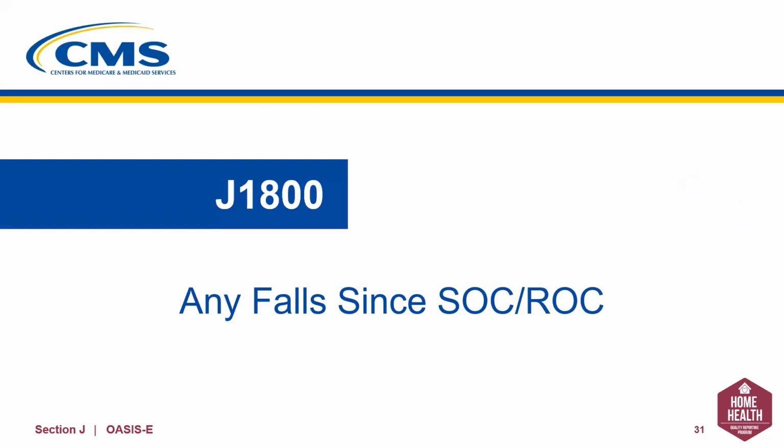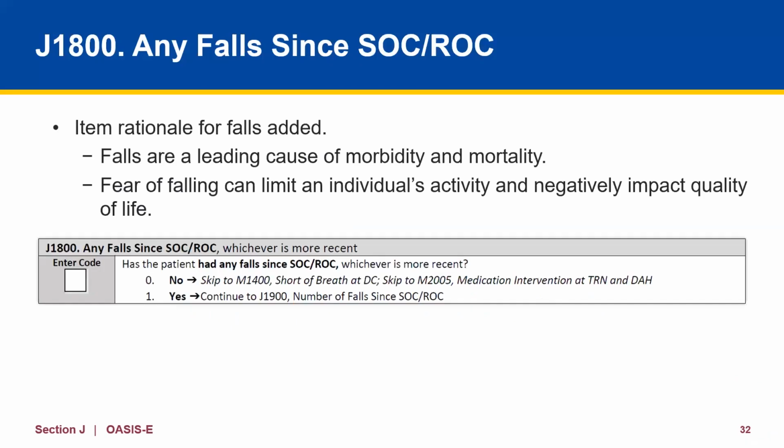Now let's move on to discuss the fall items, beginning with J1800, any fall since SOC/ROC. As noted earlier, the fall items are not new to OASIS-E, so we will just briefly touch on the changes. For J1800, an item rationale for falls has been added, describing that falls are a leading cause of morbidity and mortality, and the fear of falling can limit an individual's activity and negatively impact quality of life. This slide also depicts the screenshot for J1800, and please note that the skip pattern for this item has changed in OASIS-E.